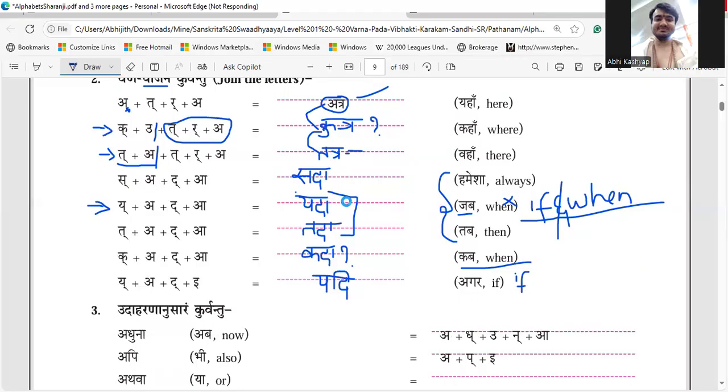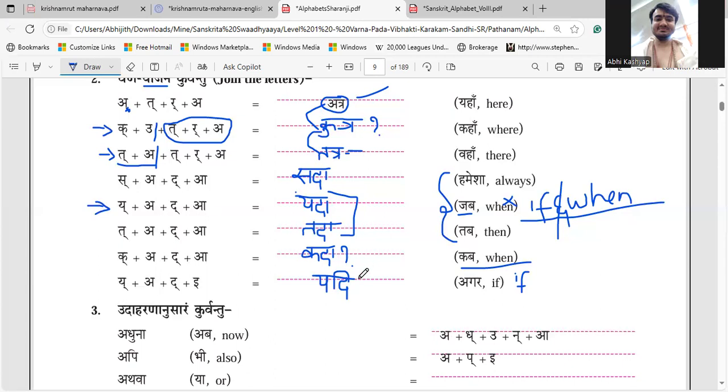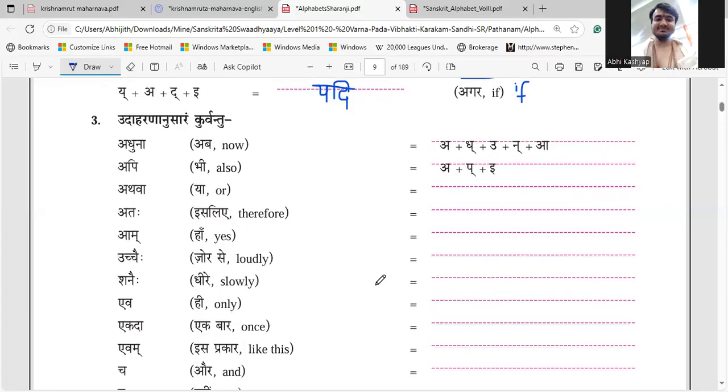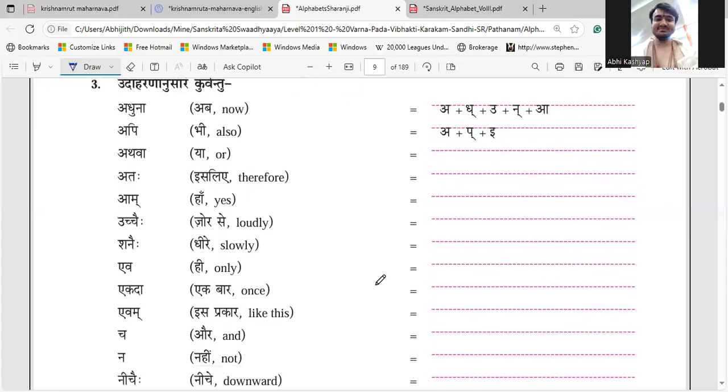Yada bhavati, tada bhavati. So if something happens, therefore something exists, like that. Yada bhavati tada asti. Something like that. Okay. Yadi is if. So these are some of the words that we have learned. Now let us look at some more words. But here we have to split. Adhuna. Adhuna ityukte.